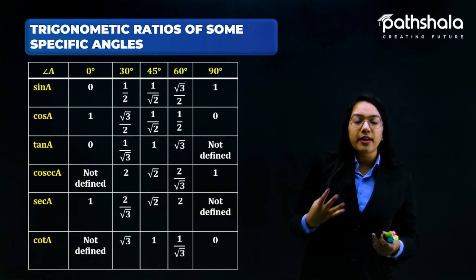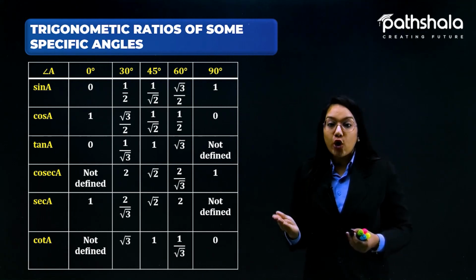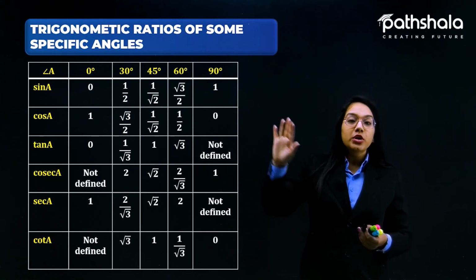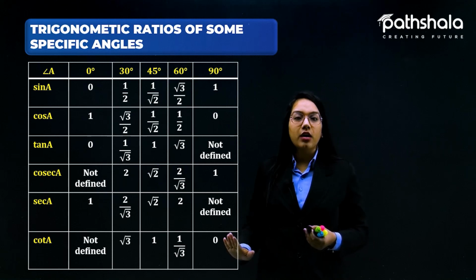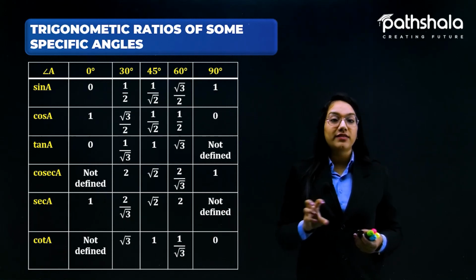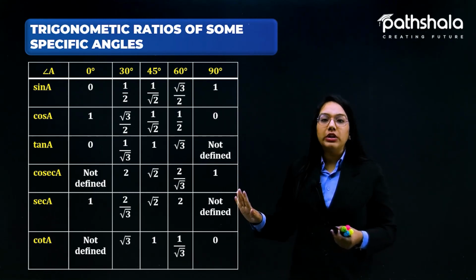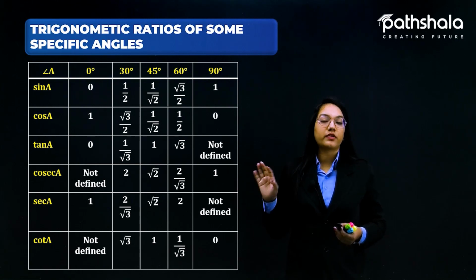And furthermore, you can find out the cosec A as nothing but the reciprocal of sine A, sec A as the reciprocal of cos A, cot A as the reciprocal of tan A. So these are all the specific values for the different specific angles like 0, 30, 45, 60 and 90 degrees. So I hope the table of these trigonometric ratios of some specific angles is all clear to you.